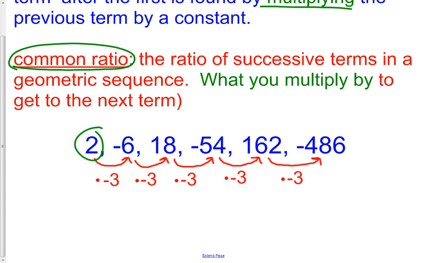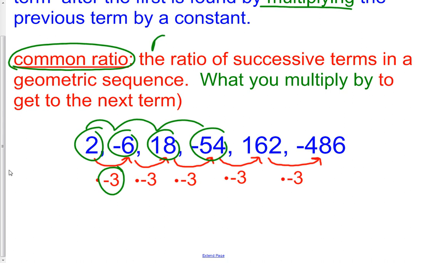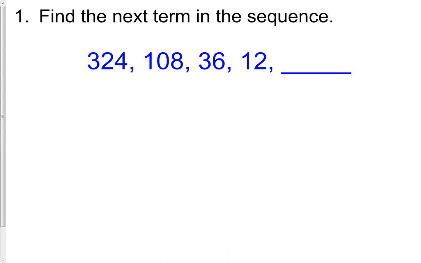So here we have 2, negative 6, positive 18, negative 54. You notice how it's alternating positive to negative, so on and so forth. So that means that you're multiplying by a negative number, and to get from 2 to 6 to 18 to 54, you're multiplying by 3. So to get from one term to the next, you multiply by a negative 3. So your common ratio, a lot of times we just say r, the ratio is a negative 3 for this sequence. Okay?